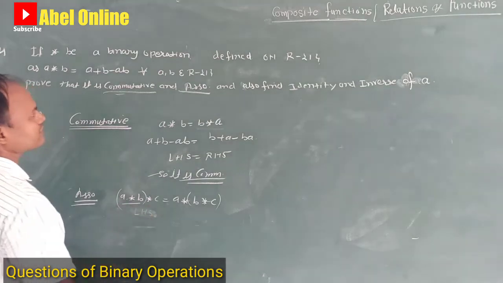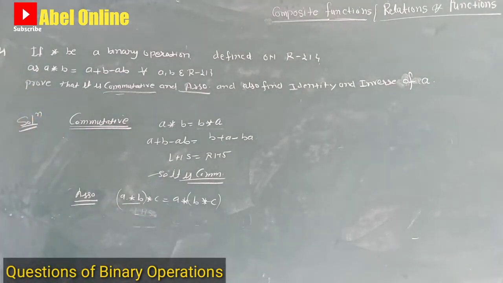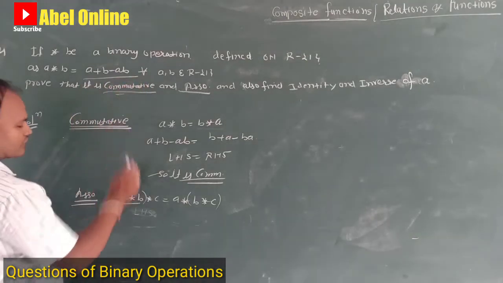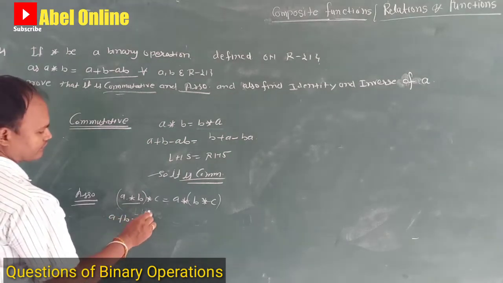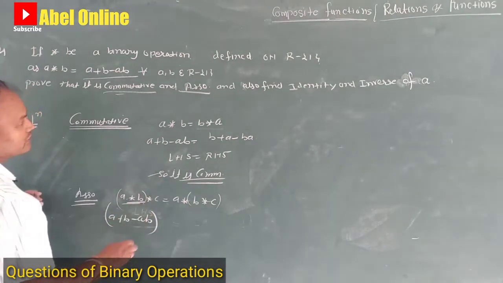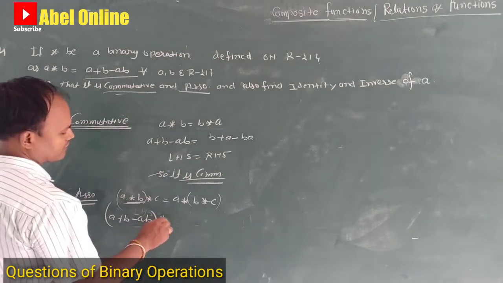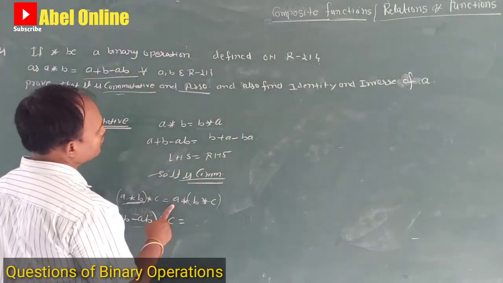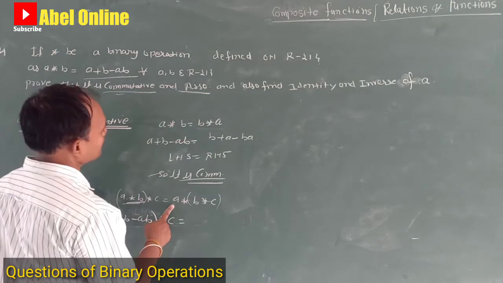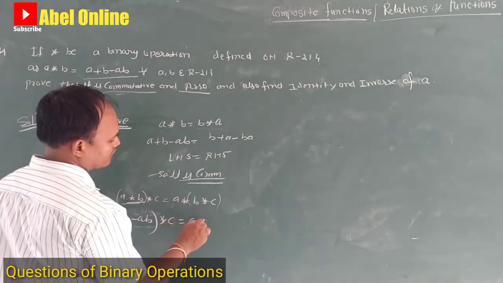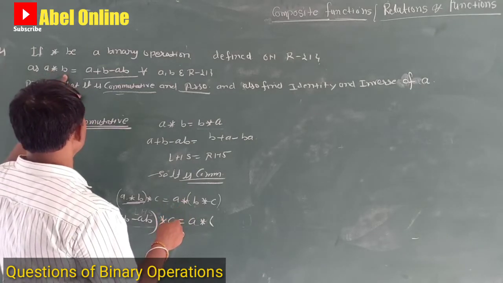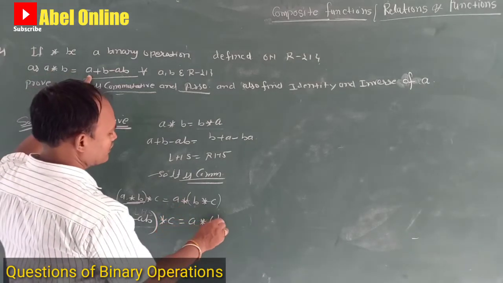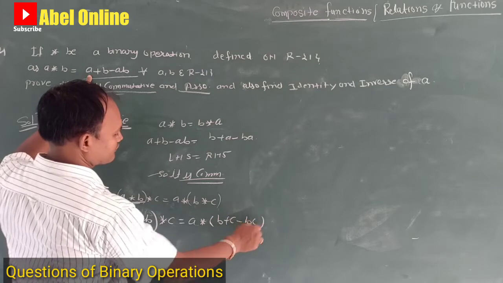Okay, what is the value of A star B? When we are talking about A star B, we can write here A plus B minus AB. This is the value of A star B, multiplied by star C. And for B star C, put here B and C. So here it is B plus C minus BC.